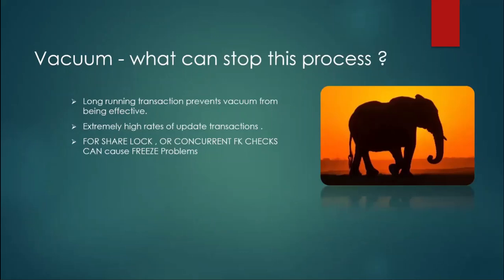Okay, so what are the considerations, or the things that stop the vacuuming operation in PostgreSQL? The first consideration is long running transactions. Suppose a transaction is running for a long time, and during the same time auto vacuuming also triggers. Then the auto vacuuming operation will not consider the tables related to that transaction. It simply skips that operation.